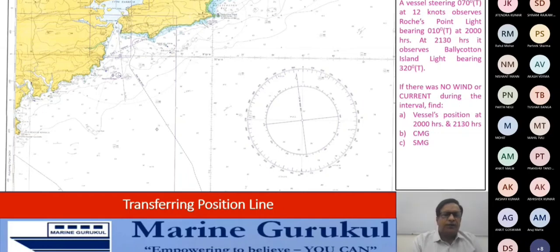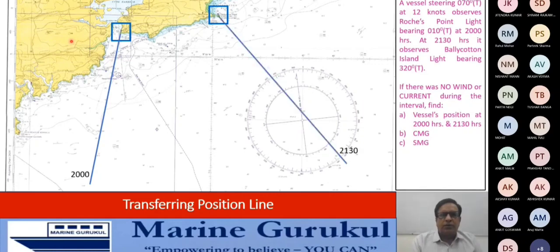So we start with the identification of the landmarks. So here we have identified this is Roche's Point and this one is Belly Cotton Island. You can see where these boxes have come up. We draw the first PL of 2000 hours. This is the first PL. We draw the 2130 PL, indicated time against it. Now we pick up any point on the first PL. So this point A is any randomly selected point on the first PL.